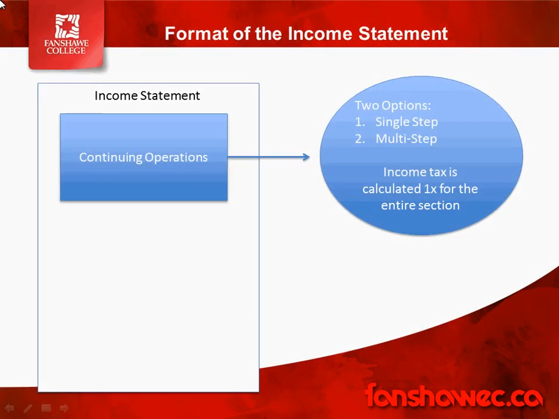This video will walk us through the multi-step income statement. Again, we're still focusing on the continuing operations section, that top section of the income statement, but now we're going to focus on a little bit more complex method of putting it together, which is the multi-step format. Again, same rules as before with interperiod tax allocation, so income tax is calculated once for the entire section.